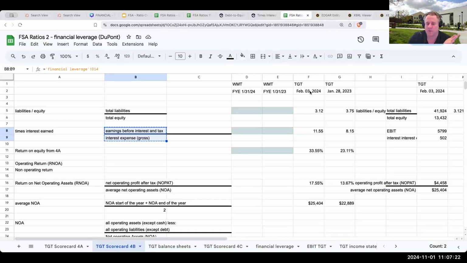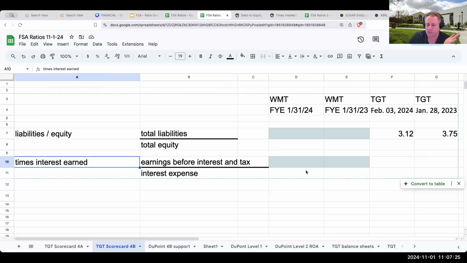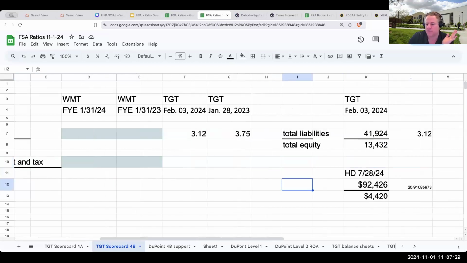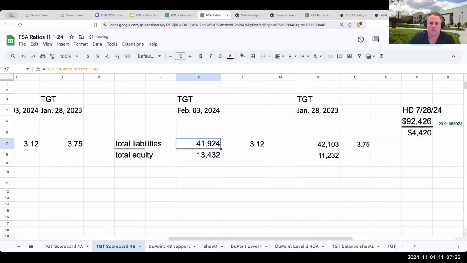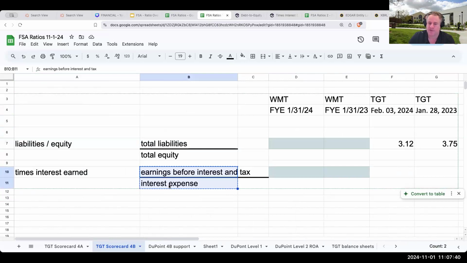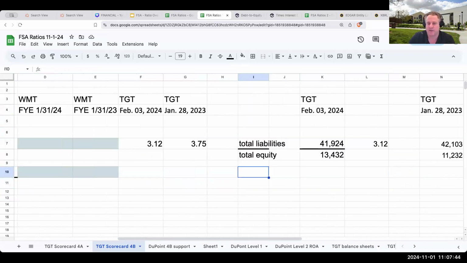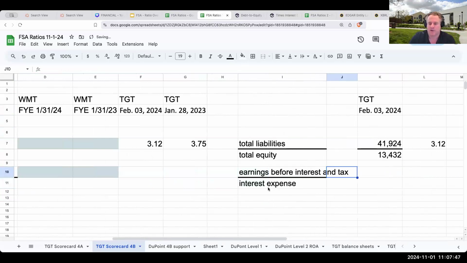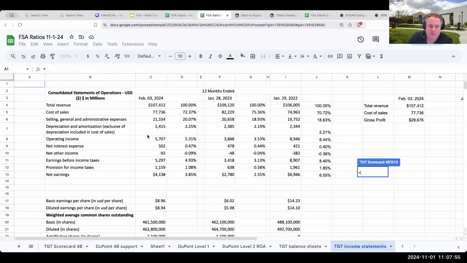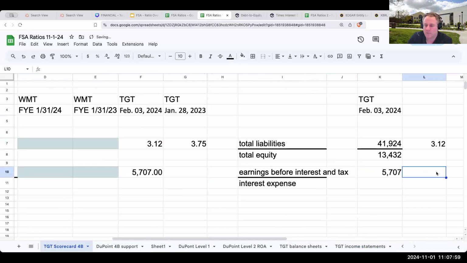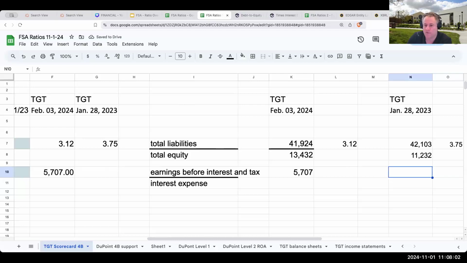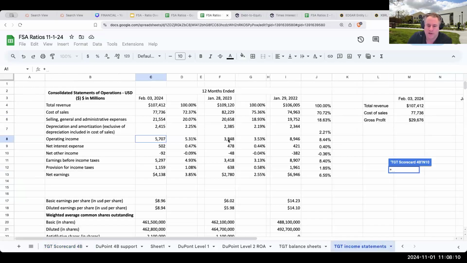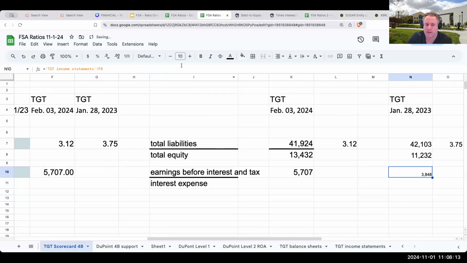However, when it comes to the company we're looking at, our friends at Target, right over here. So basically for Target, I'll move this over. My ratio here uses earnings before interest and tax, another fine way of saying operating income. What we're going to do is go to my income statement, and we'll just call it operating income of 5.7 billion for the year ended 2/3/24. And our operating income for the 12 months ended January 28th, 2023 is 3.8 billion.